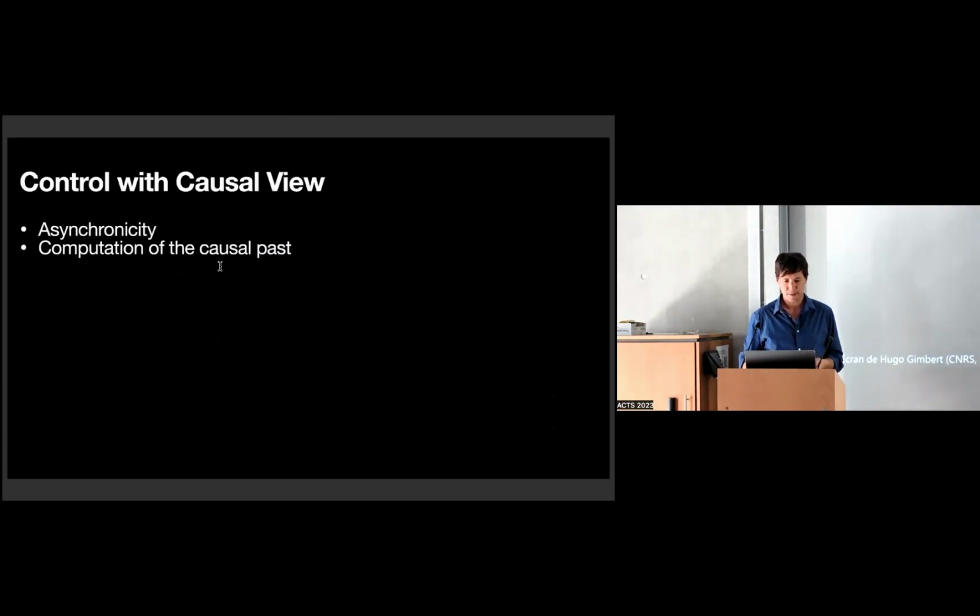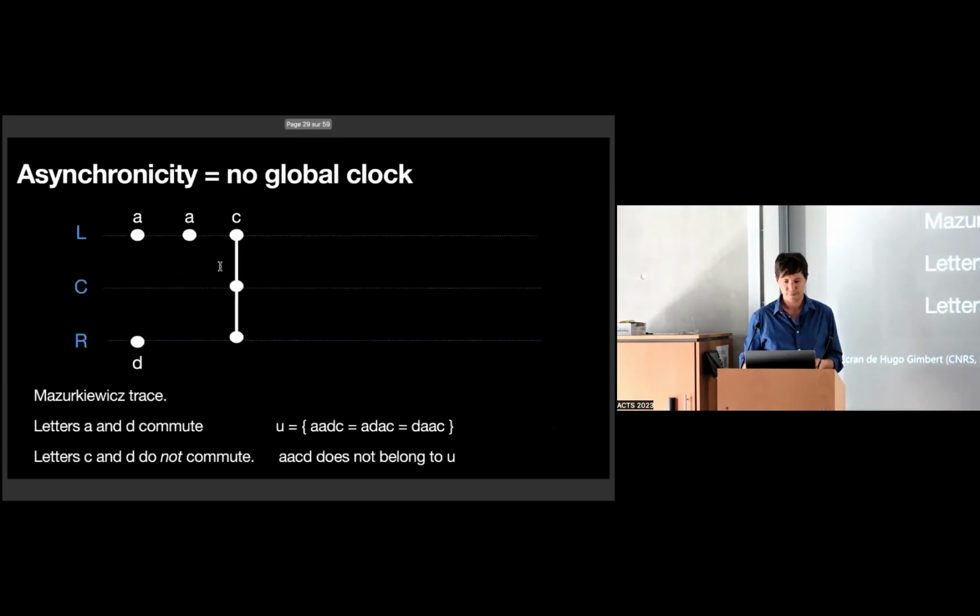Okay, alors, control with causal view. Let's talk a bit more precisely about what control with causal view is. So first, there is no global clock. You are only interested in causality in your system. It means that when two actions happen in two processes without causality relation, in parallel, there is no date. We don't know exactly which was before the other, or not.